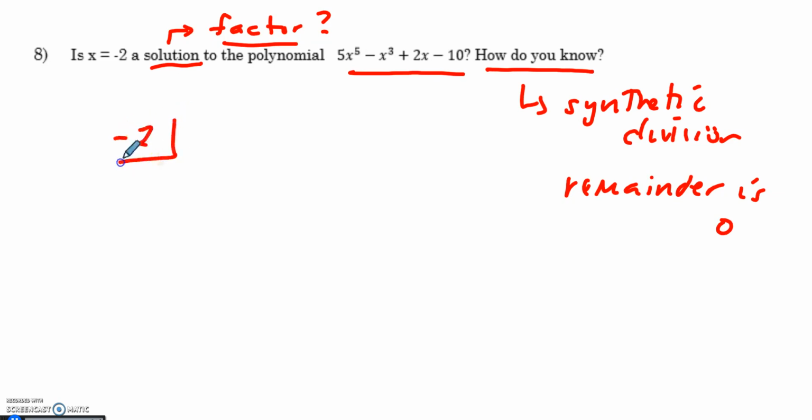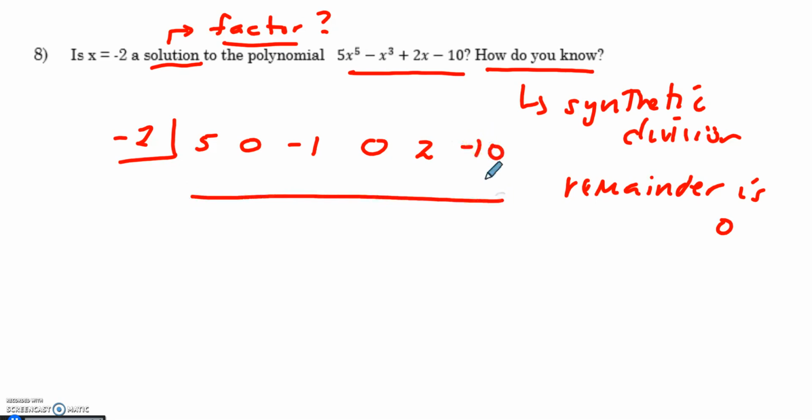If I plug negative 2 in, and I'll be careful with my lead coefficients: 5, we need 0 for x to the fourth, -1, 0 for x to the second, 2, and then -10. If I follow my synthetic division process and bring down the 5, multiply, get -10, combine, multiply, combine, multiply, combine.